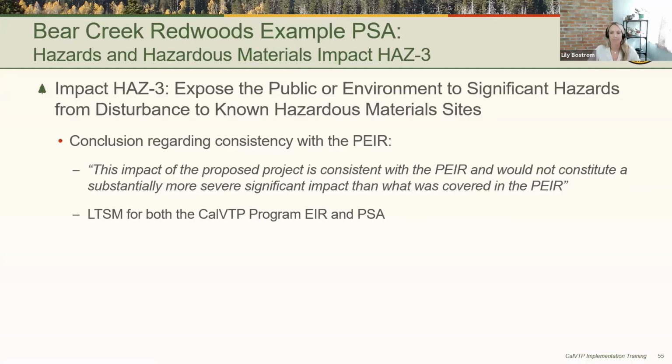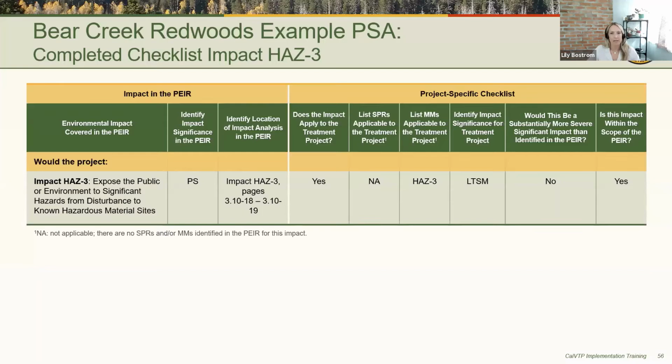Next slide, please. Again, here is the completed checklist for this impact. This impact did apply to this treatment project. There were no standard project requirements that were applicable in this case. There was one mitigation measure that was applicable. The impact was determined to be less than significant with mitigation, which would not constitute a substantially more significant impact than was identified in the program EIR. And so this impact was found to be within the scope of the program EIR. Next slide, please.